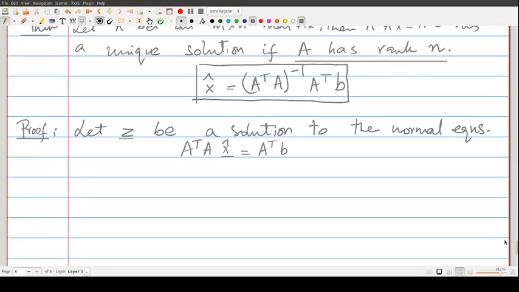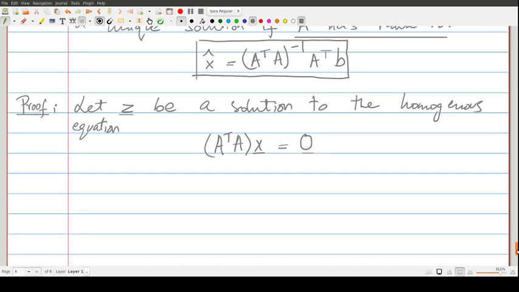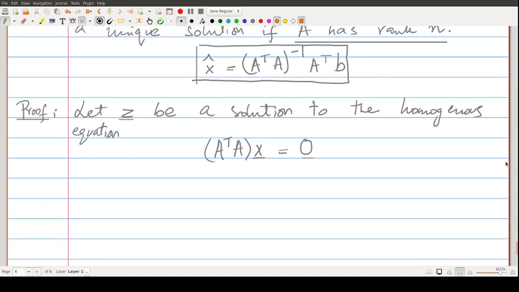That tells me that, let me correct that, I'm making a mistake. So I want, let Z be a solution to the homogeneous system of equations, A transpose A x equals the 0 vector. I want Z to be a solution of this homogeneous system. Now, why am I doing this? Let me just clue you in on why I am doing this.